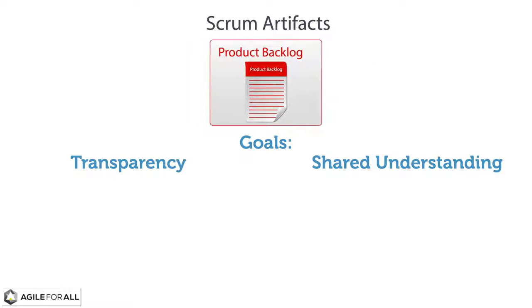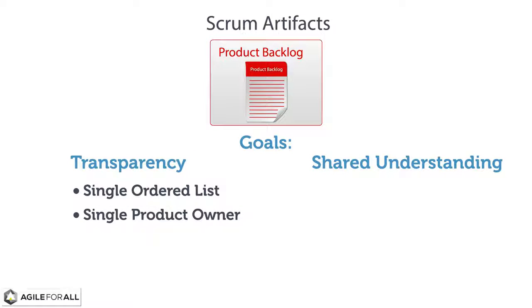The product backlog is the ordered list of everything we might want the development team to work on related to the product under development. Having a single, ordered list makes organizational priorities transparent to all internal stakeholders of the product. A single product owner is responsible for the ordering of the product backlog, which provides transparency to the organization about the decision-making process used to arrive at the order.